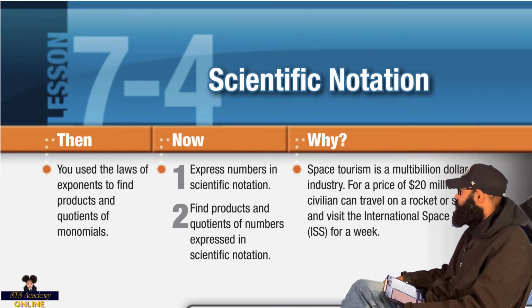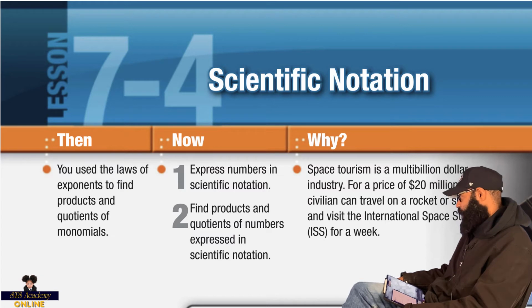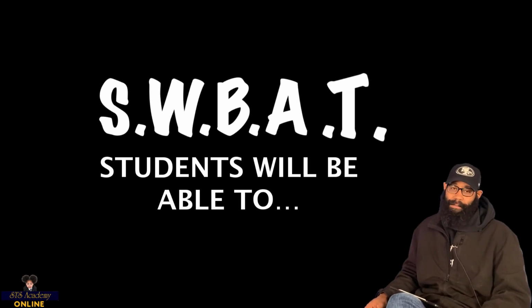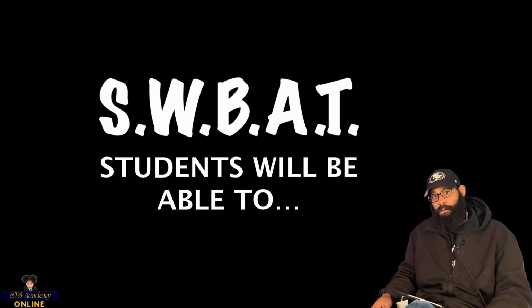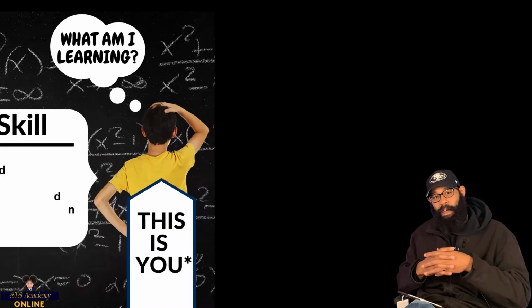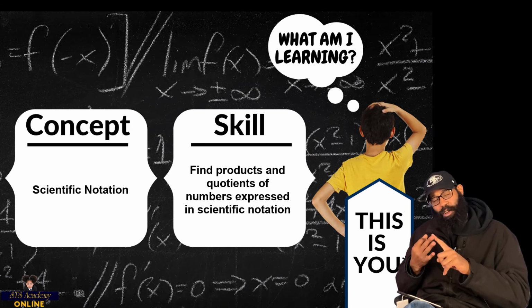Chapter 7, lesson 4, scientific notation. The learning objectives: number 1, express numbers in scientific notation. Number 2, find products and quotients of numbers expressed in scientific notation. Students will be able to do scientific notation. Concept: scientific notation. Skill: add, subtract, multiply, and divide.